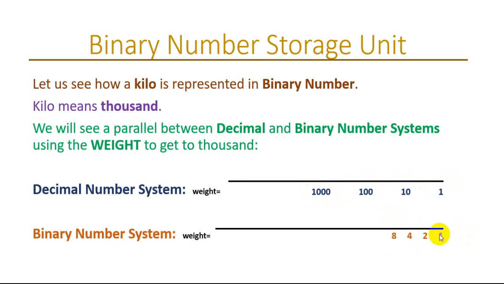Why? Because the base of the binary number system is 2. It has only 2 digits, right? So the base is 2. You start from 1 and keep multiplying by 2 to get to the next value. Okay, and you continue like that.